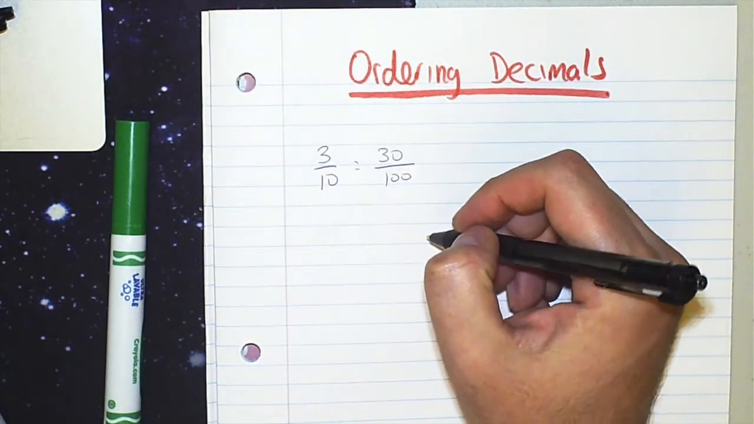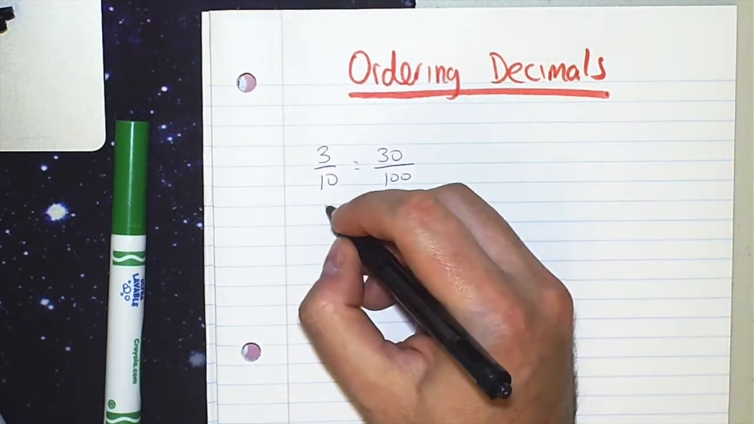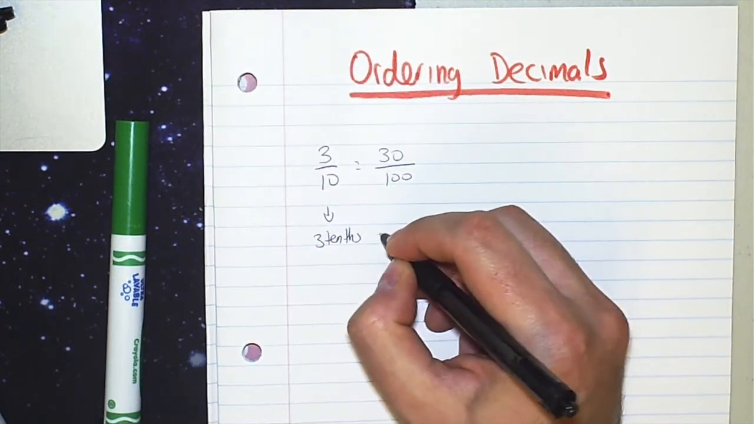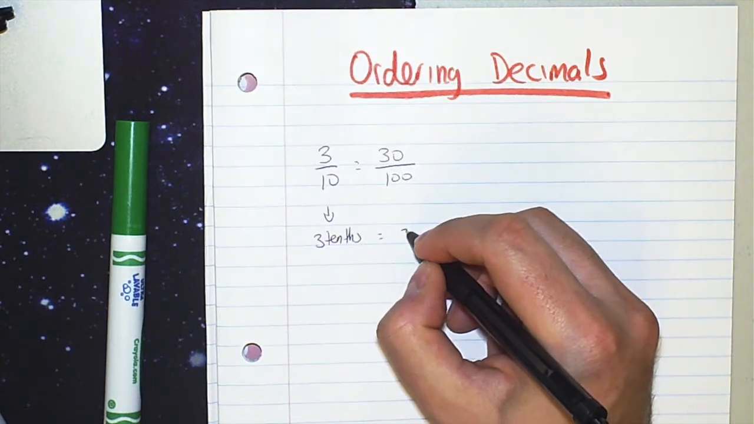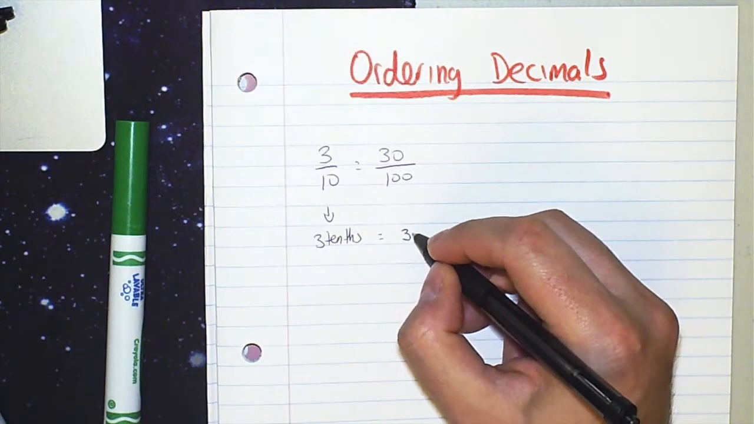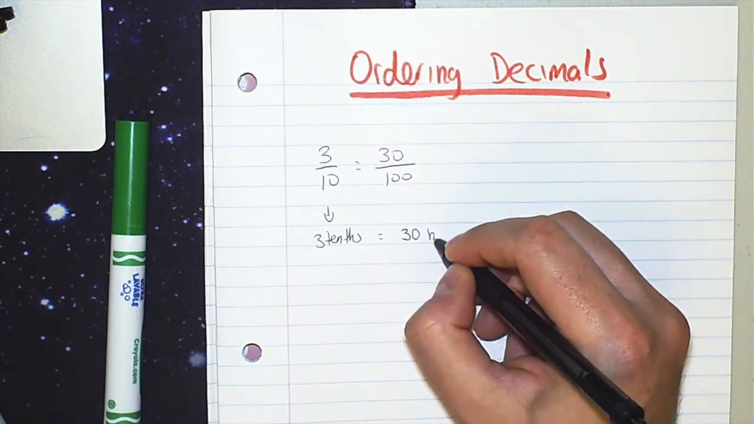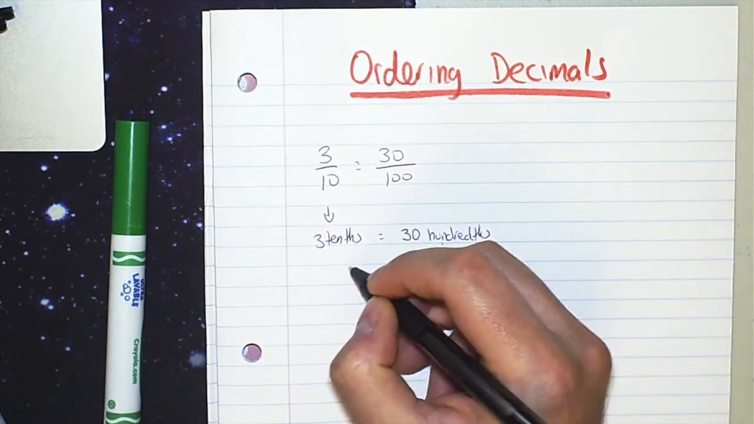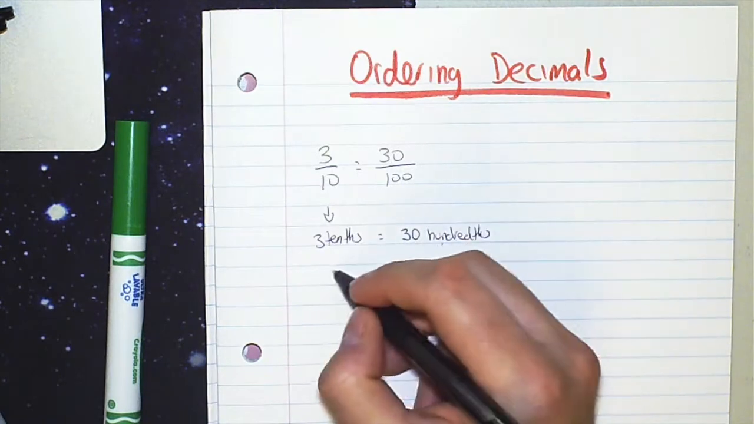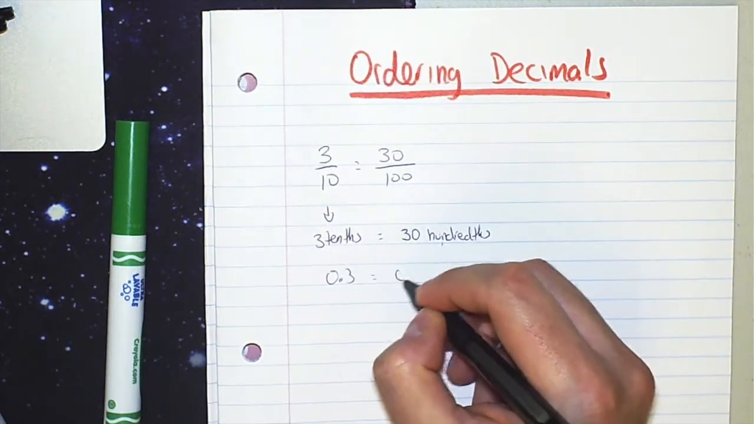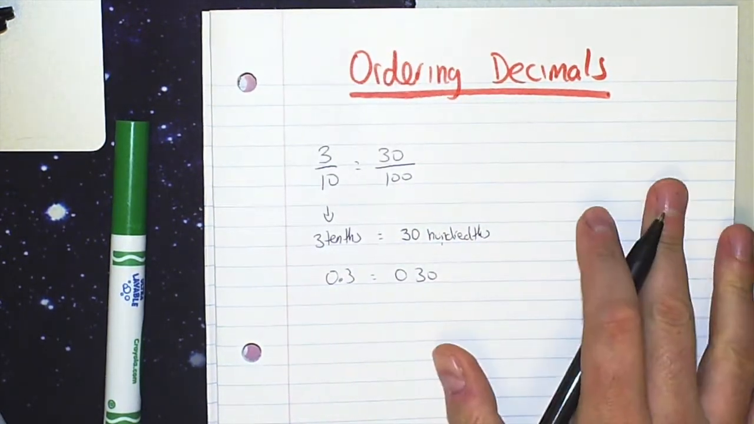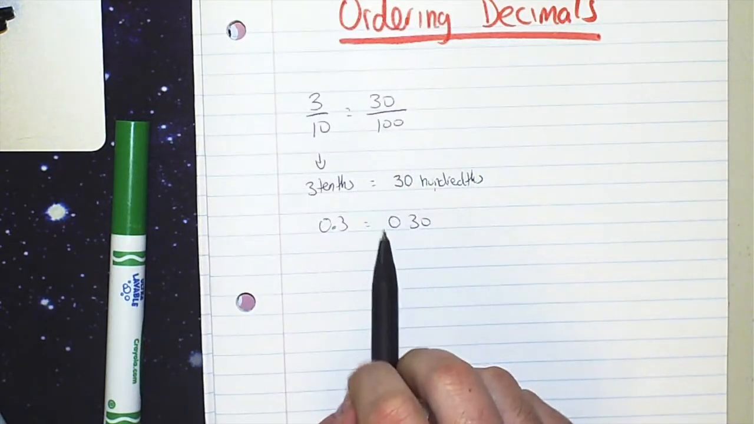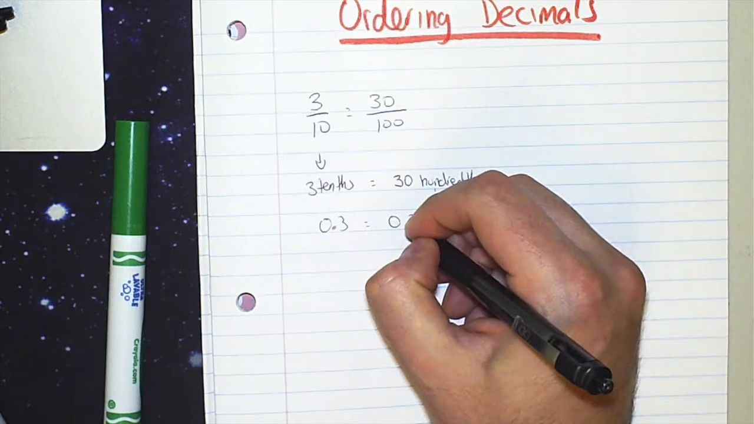Okay, these two are equivalent. So 3/10 is equivalent to 30 hundredths. And the decimal was 0.3, 0.30. These are all the same. They're equivalent. And this is what's going to help us put decimals in order the proper way.